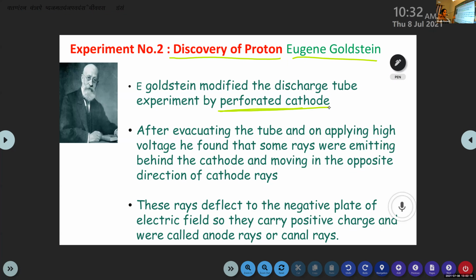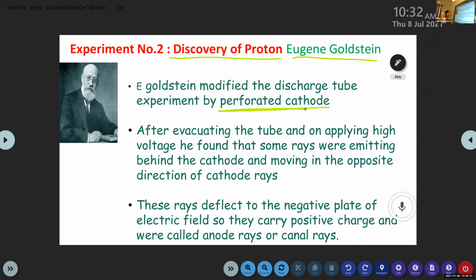Do you remember that one? A discharge tube made of glass with two electrodes at both ends. One is the cathode and the other is the anode, right? Then we observed that certain rays move from the cathode towards the anode, and they were found to be negatively charged particles, right? In this experiment, we are using a perforated cathode, that means the same cathode with certain holes.